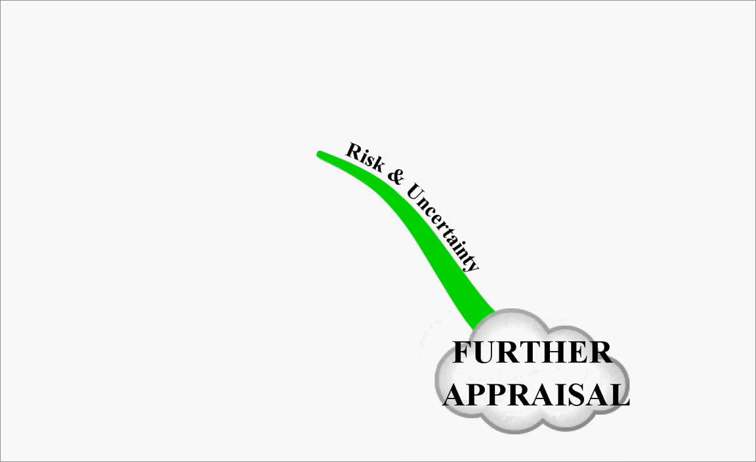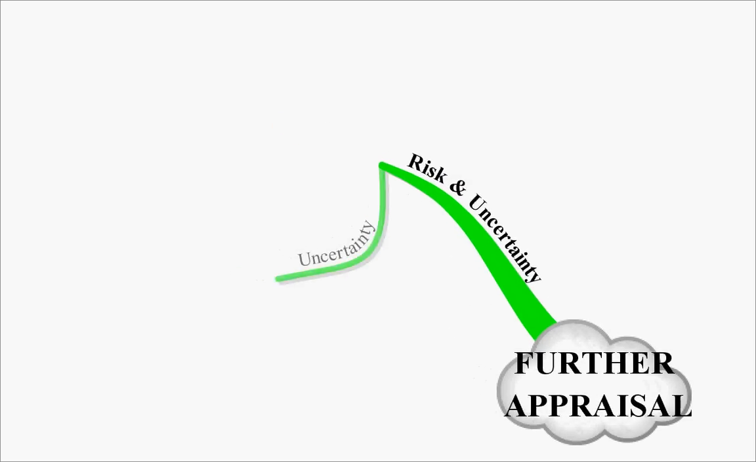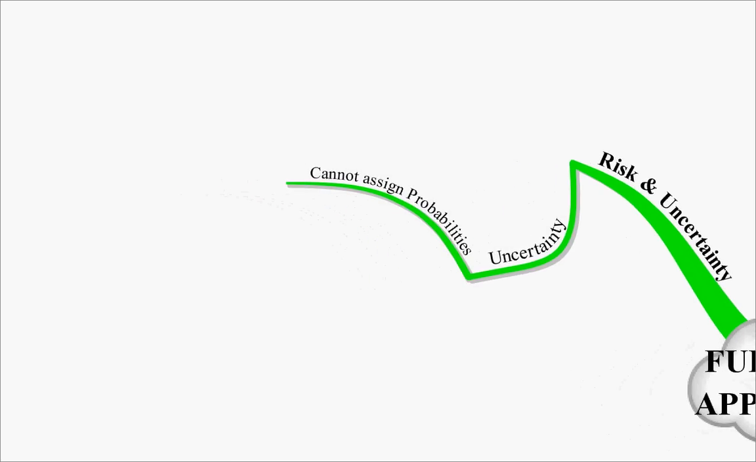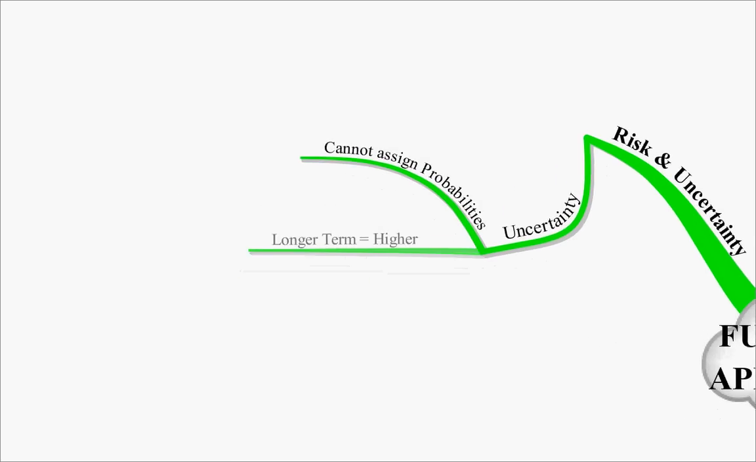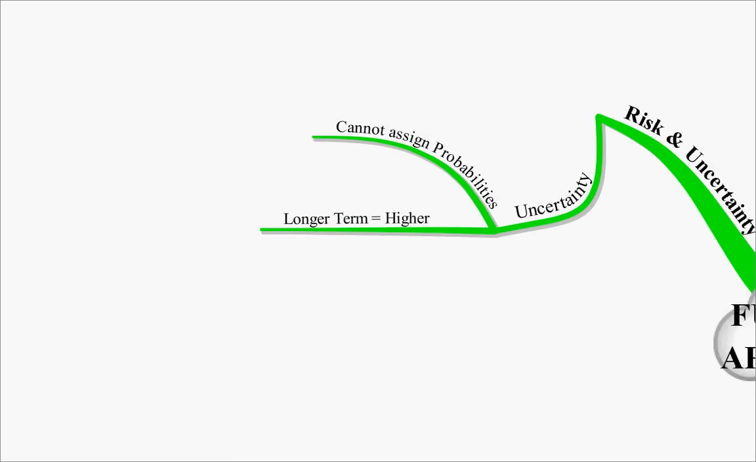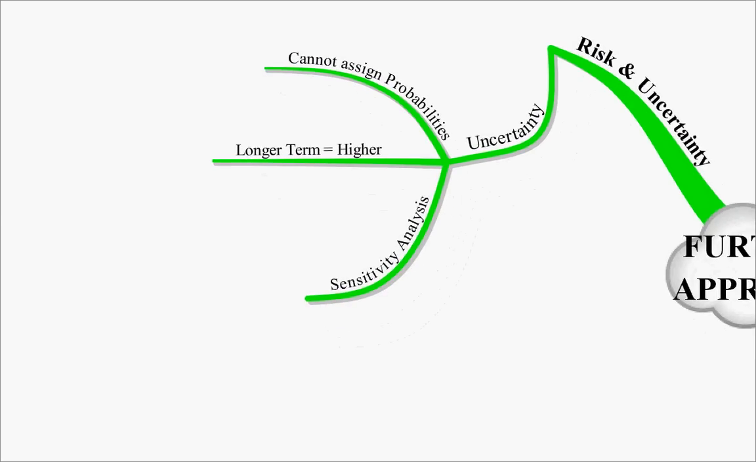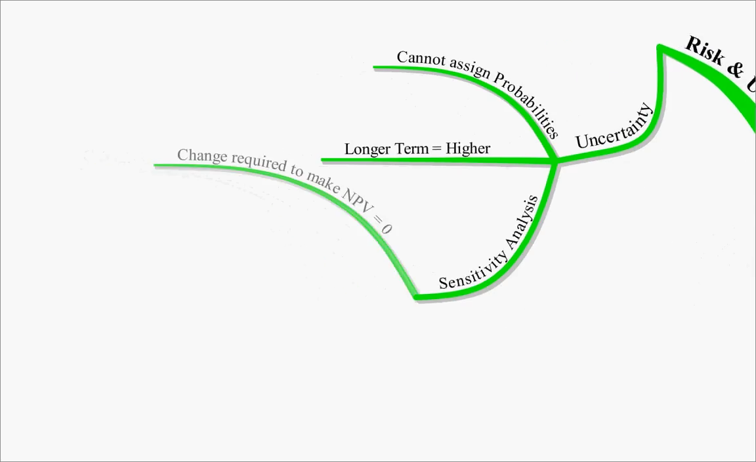The first thing we looked at was risk and uncertainty. Remember that uncertainty is when we can't assign probabilities to an event. If it's over a longer term, the uncertainty is likely to be higher. So we can't calculate the probability of the event, but we know it's uncertain. What we can use is sensitivity analysis.